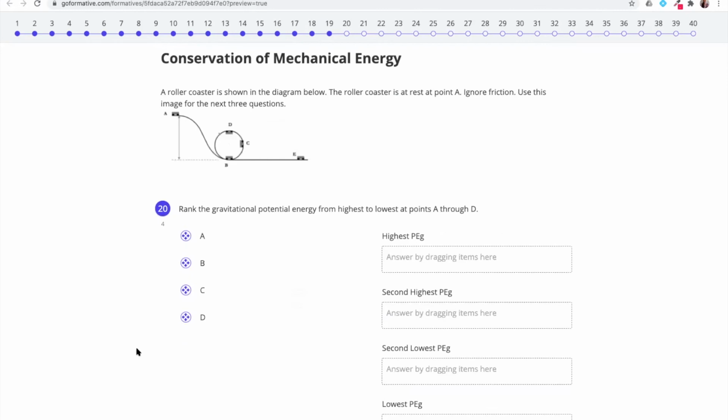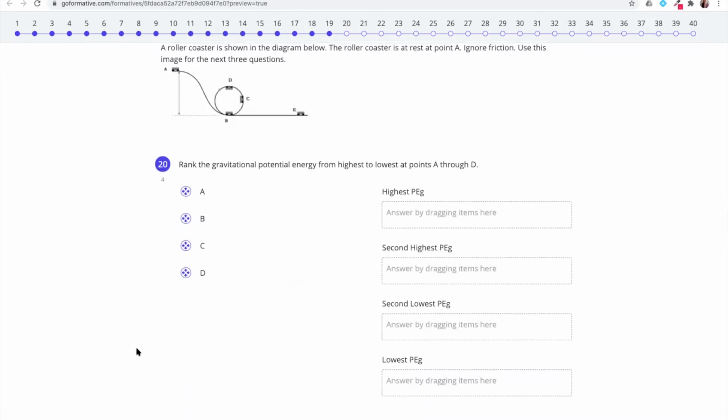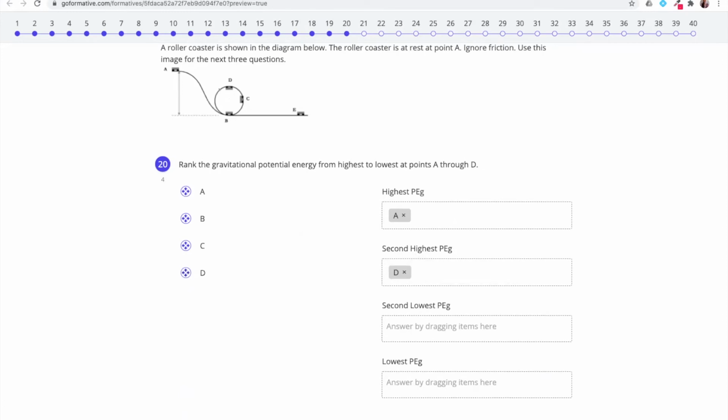For number 20, a roller coaster is shown in the diagram below. At A, it's at rest. That means at point A, there's all gravitational potential energy. At points B and E, the gravitational potential energy would be 0 because they're on the ground. So let's put A as the highest gravitational potential. D has the second highest height, so would have the second highest gravitational potential.